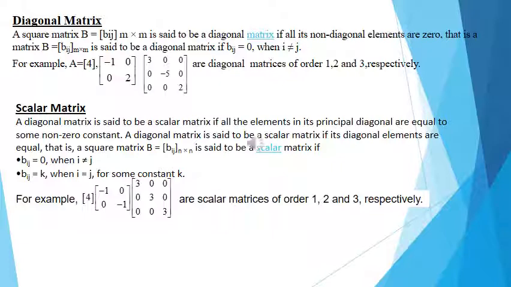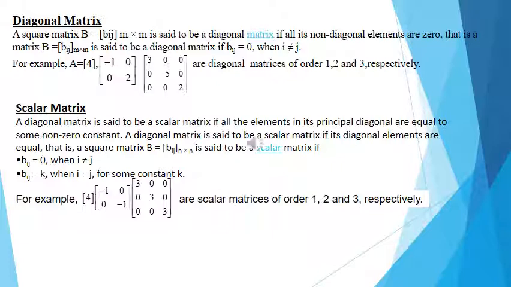Diagonal matrix, square matrix. Always, when you are talking about a diagonal matrix, scalar matrix, whatever it will be, it is a square matrix only. A square matrix B = [Bij] m by m is said to be a diagonal matrix if all its non-diagonal elements are 0. That is, Bij = 0 when i is not equal to j.